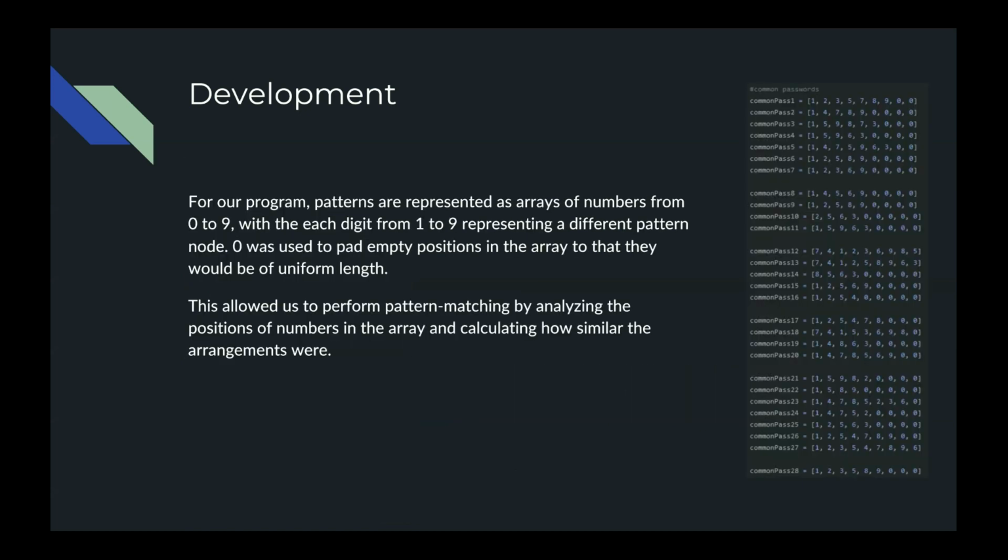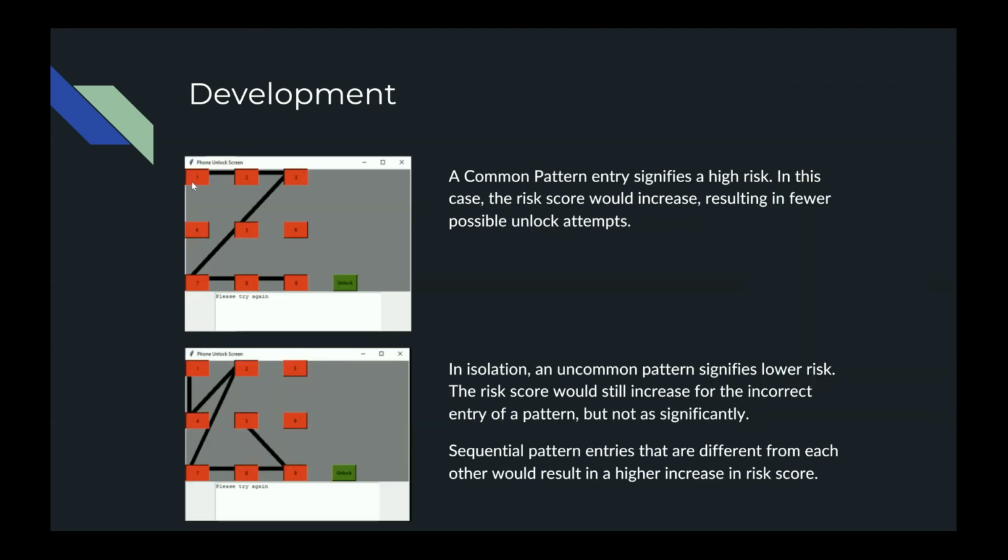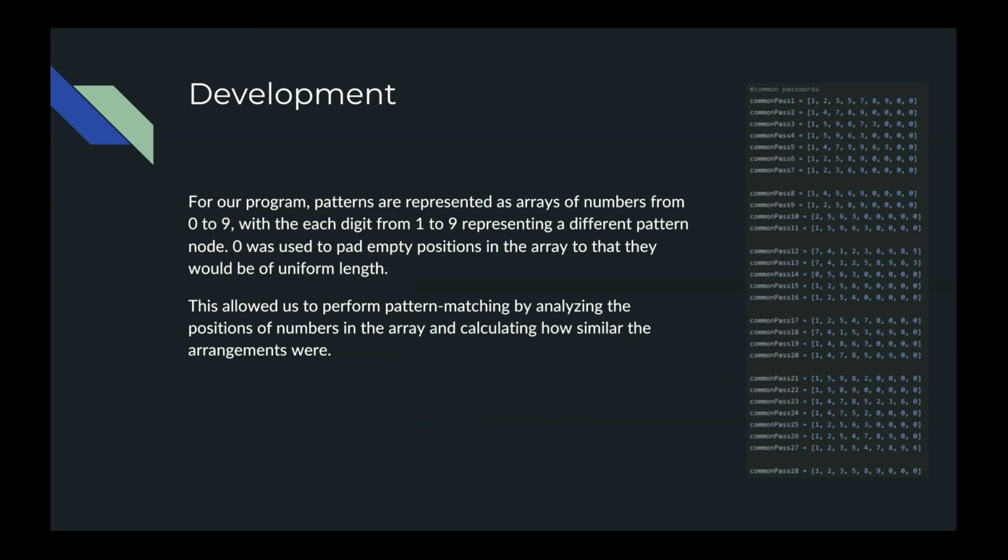So yeah, the patterns are presented as arrays and from numbers 0 to 9. As you could see, this is 1, 2, 3, 4, 5, 6, 7, 8, 9. Now the 0 just means that the pattern has ended, and everything else is just an input on the pattern. Doing this allowed us to perform pattern matching by analyzing the position of numbers in the array and calculating how similar the arrangements were.